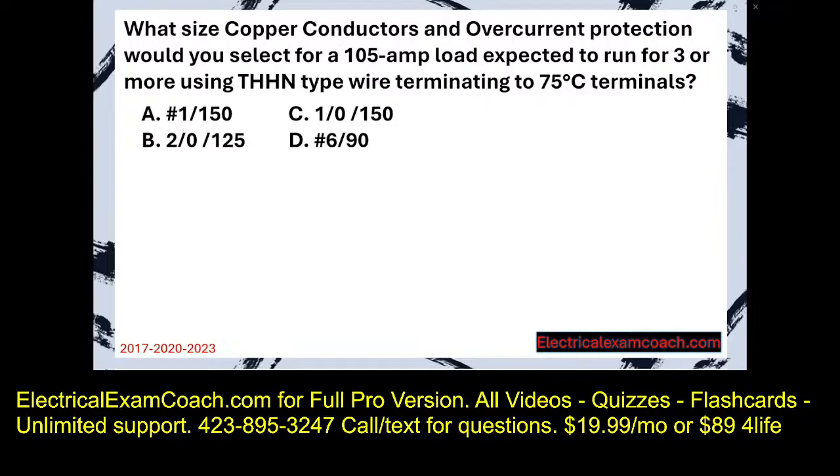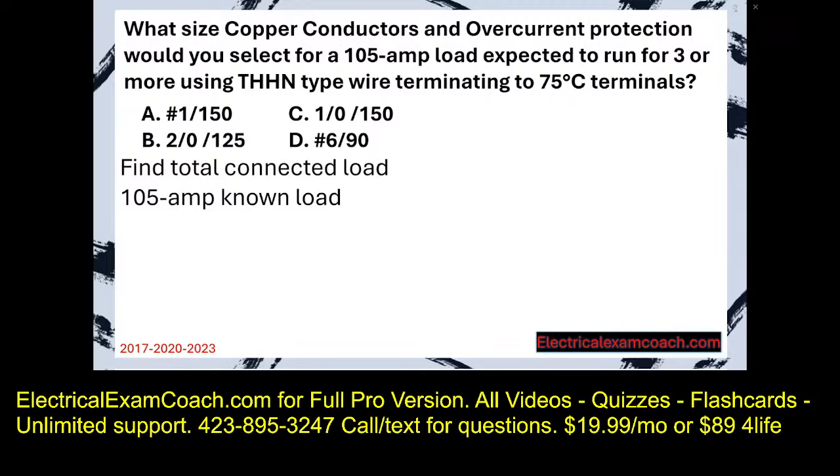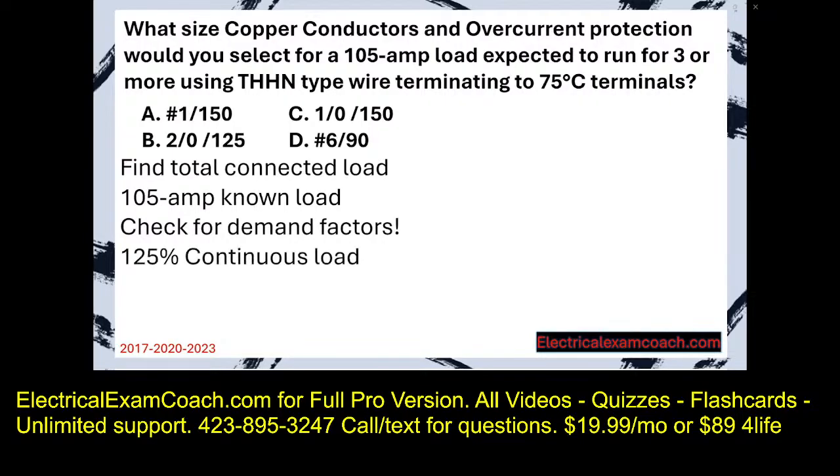What size copper conductors and overcurrent protection would you select for a 105 amp load expected to run for 3 or more hours using THHN type wire terminating to 75-degree C terminals? Step 1, find the total connected load. 105 amps is our starting known load, but we must check for demand factors. When we look, we find that we have the 125% continuous load rule, so we do our math. We take our original starting known load, we multiply it by 1.25. That gives us a new known load of 131 amps.